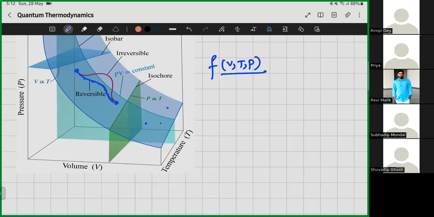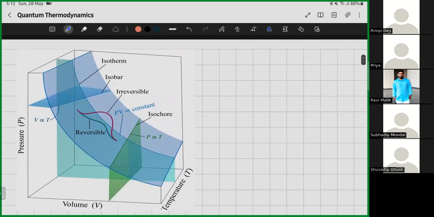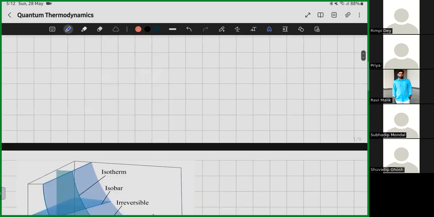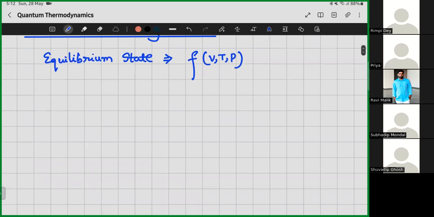But if we look at the irreversible process, it's actually out of that manifold. This irreversible process contains those states as well, which are not described by this manifold. Now, from here, we can see the different processes as well. I'll come to that: the isobaric process, isochoric process, and the other processes as well. So now this is the definition of our equilibrium state.